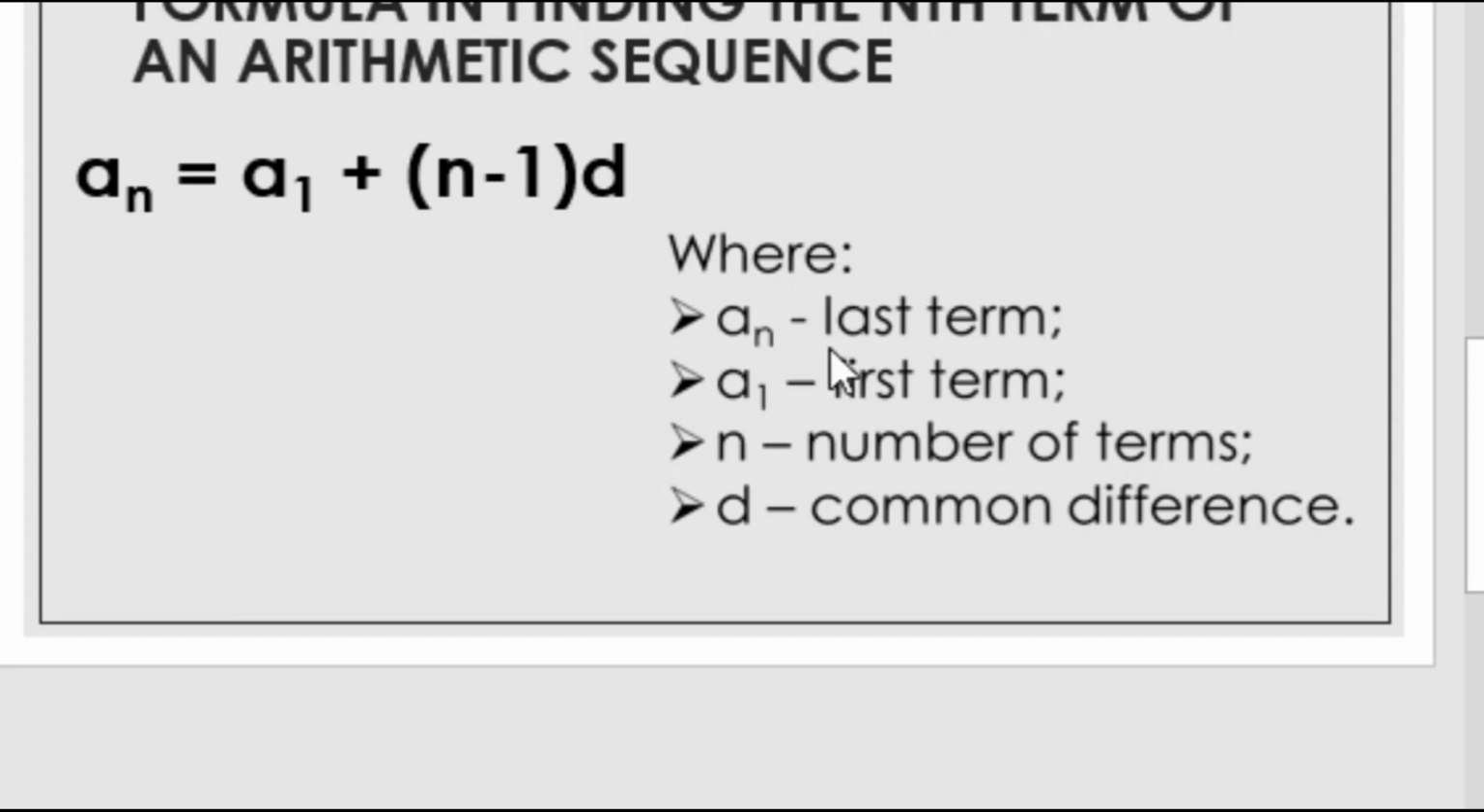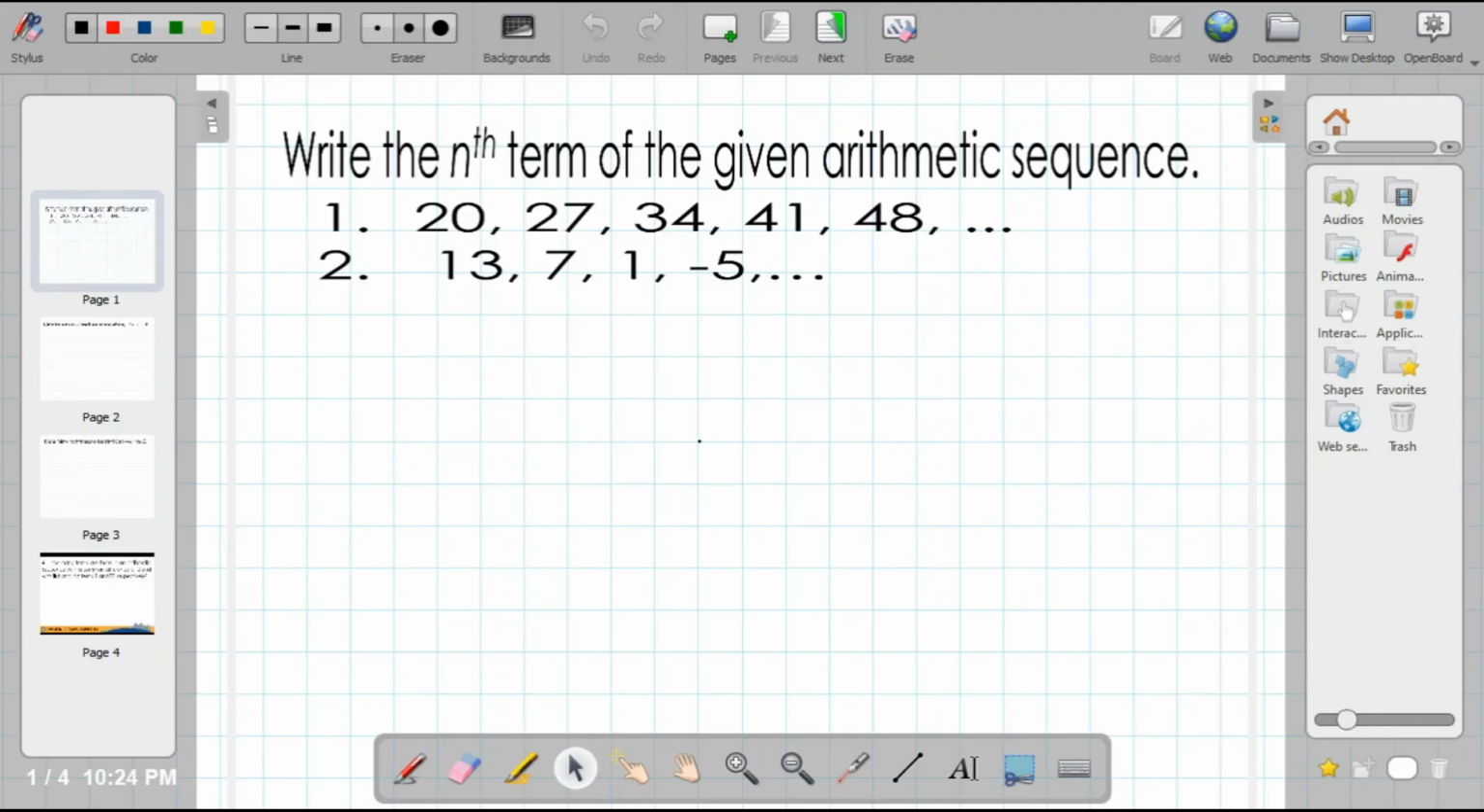So in this formula, our a sub n is what we call the last term or the nth term. So pag moingon kag a sub n, it could be any term of the sequence. So for example, ang 7th term, so ang a sub n mo na becomes a sub 7, or 10th term, so your a sub n becomes a sub 10. Now your a sub 1 in this formula is the first term, and n is the number of terms, and d is the common difference. Okay, now let's go to our virtual board for example. Ato na ning i-apply ang atong formula na to. Okay.